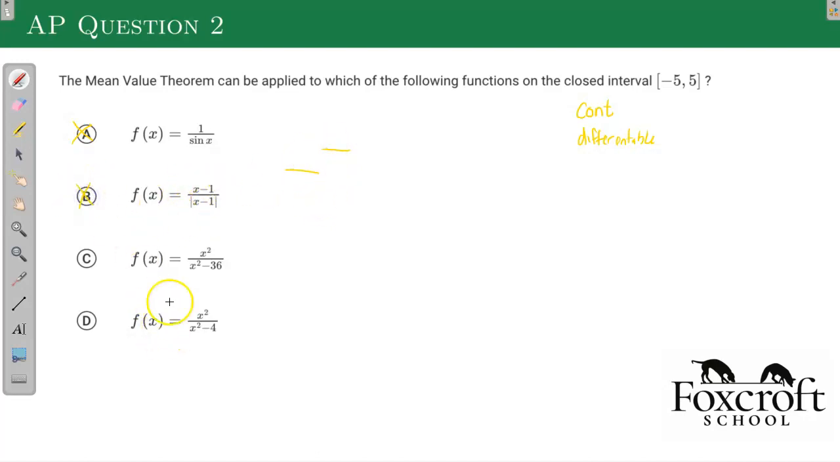That's not good. This one, you would have asymptotes at positive and negative 6. Positive and negative 6 are outside of the region I care about, so this one might be good. This one, you're going to have asymptotes at positive and negative 2, which are in the region I care about. So this one has asymptotes, so it's not continuous, which means the right answer is C. So C is not always differentiable and continuous, but in the region I care about, it is.